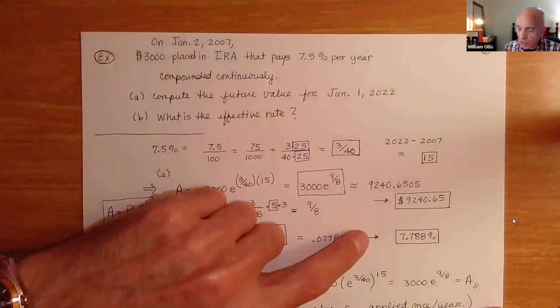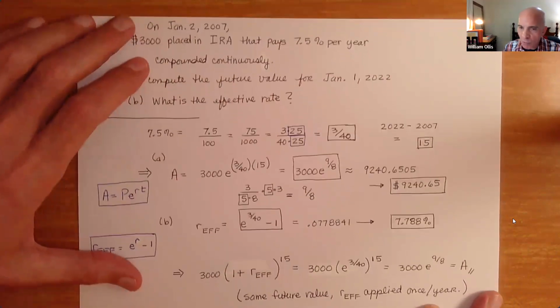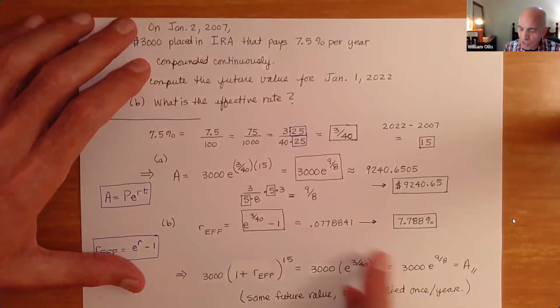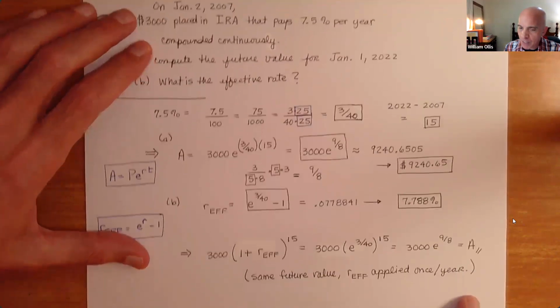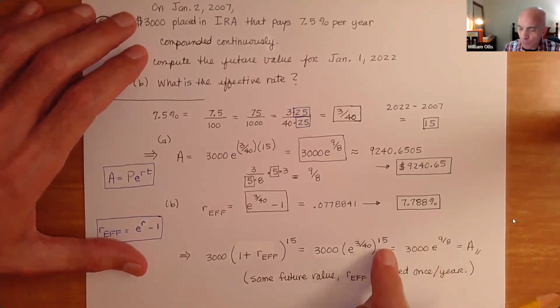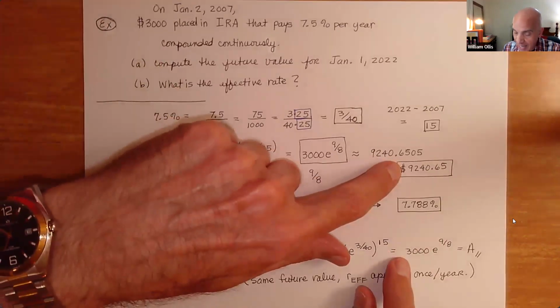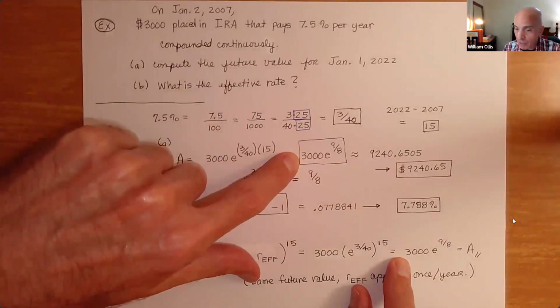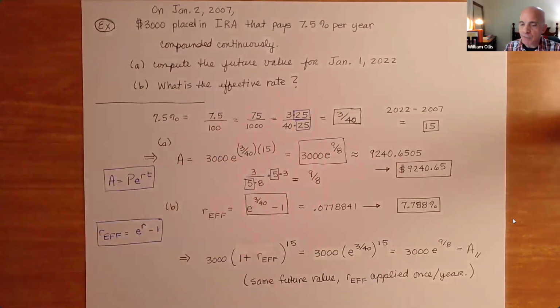But this is just a very interesting one where we see that we don't change anything. We simply just give a definition for the effective rate. And we see that if we apply this once per year for 15 years, we get exactly the same calculation. So there's nothing mysterious about effective rate. It's very sensical. So same future value for the effective rate applied once per year for 15 years.